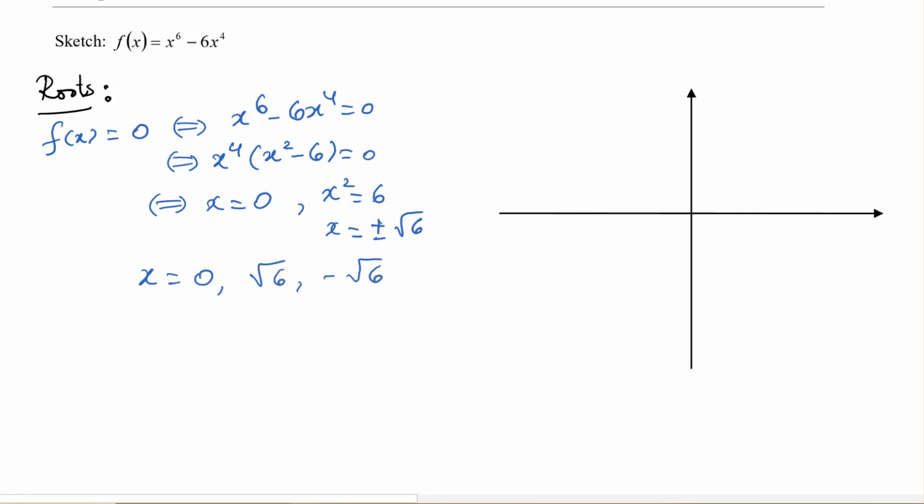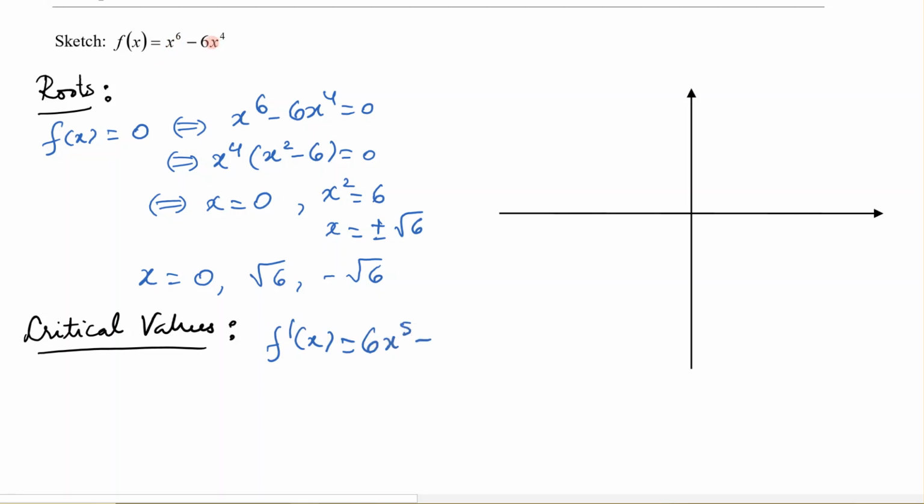Next, we are going to find the critical points, the points of maxima or minima for this function. In order to find the critical values, we're going to set the first derivative equal to 0. So let's take the first derivative of the given function. The derivative of x^6 would be 6x^5, and the derivative of x^4 is 4x cubed. So 6 times 4 is 24x cubed. So we set this equal to 0.